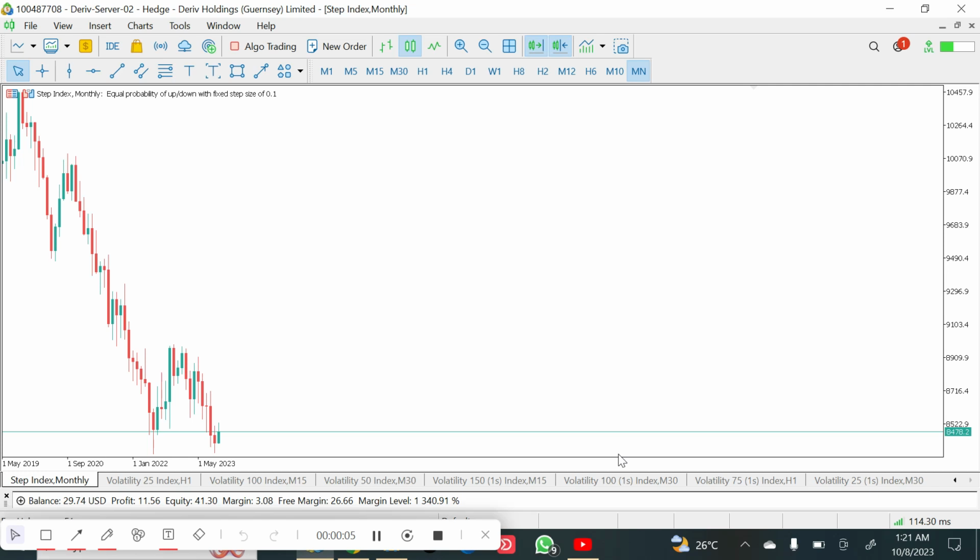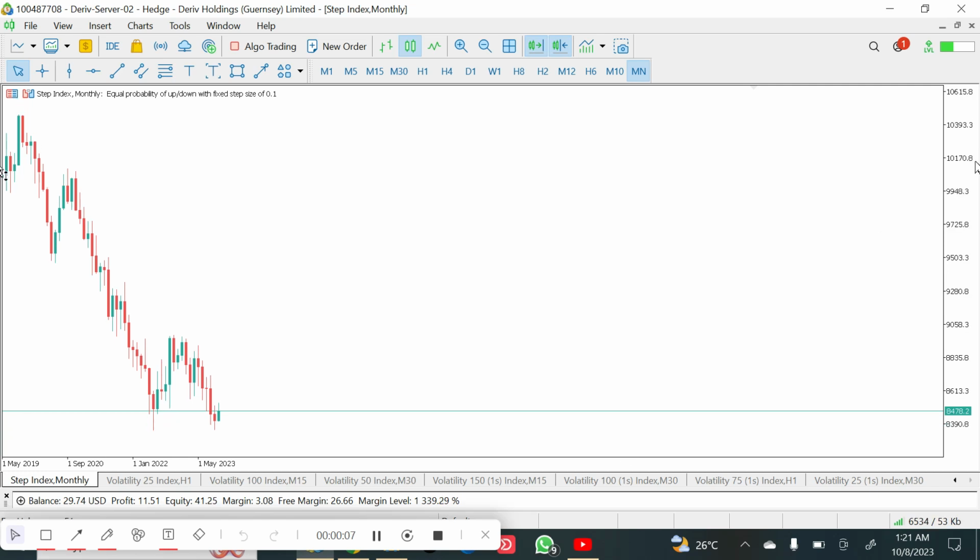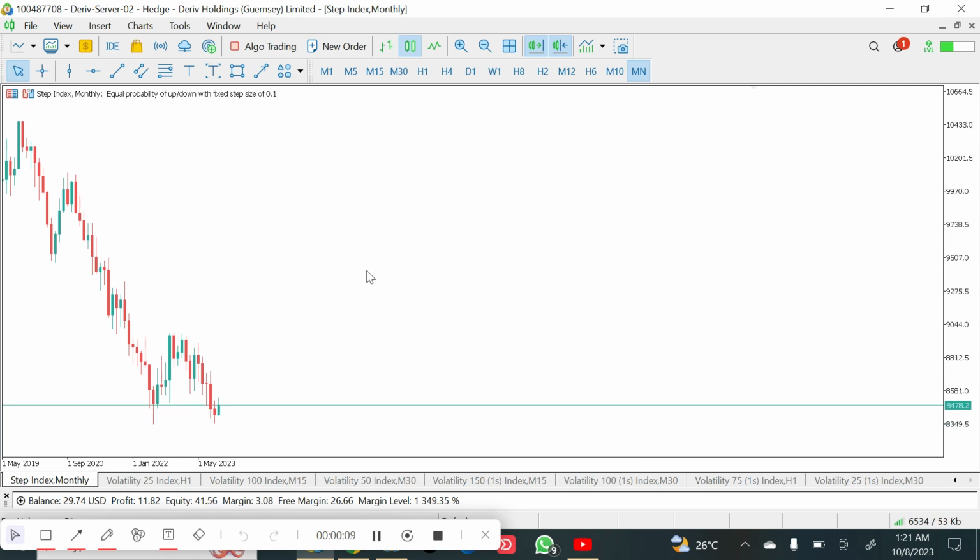Just a quick one on StpIndex. So we are looking at synthetic indices. Okay, so straight to the video. We are doing a top-down analysis to see our bias, and then we go down to see where we can possibly take our entries on this asset. So today is 8th of October 2023.